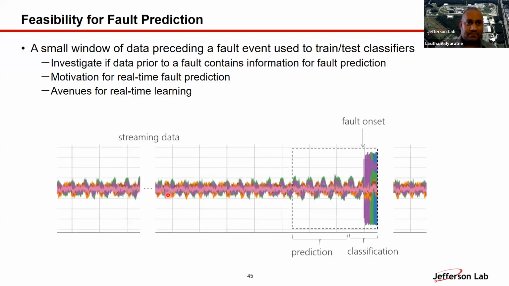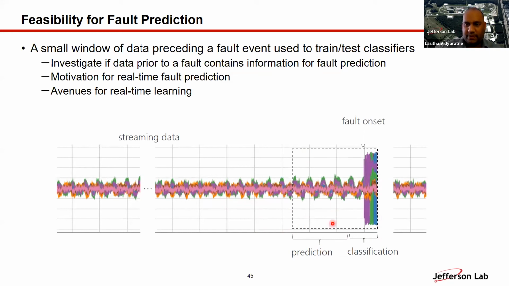So for this, we first wanted to do a feasibility study. We wanted to know whether we could do fault prediction in the first place. We have the static data set that we have, which represents, again, about 94% of the data preceding the fault onset, and then about 6% after the fault onset. So we were trying to use the same data set for our feasibility study, and hopefully to provide some motivation for real-time fault prediction as well.